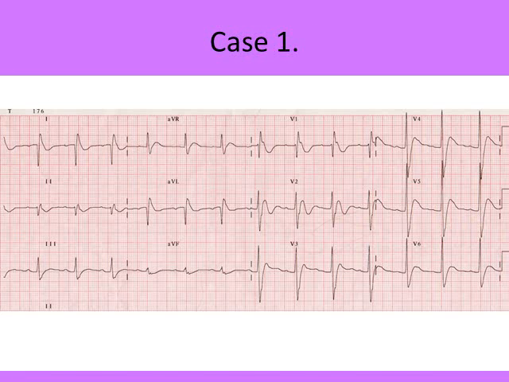There is a couple of J waves in V1 as well, which you usually get in hypothermia. It's characteristic of hypothermia, but you do get it in hypercalcemia as well.